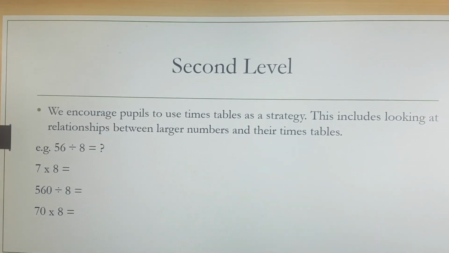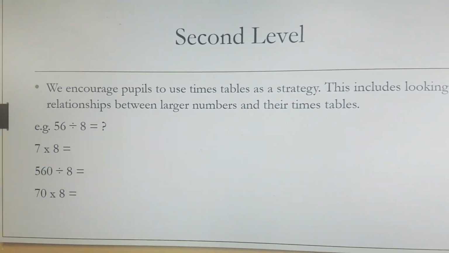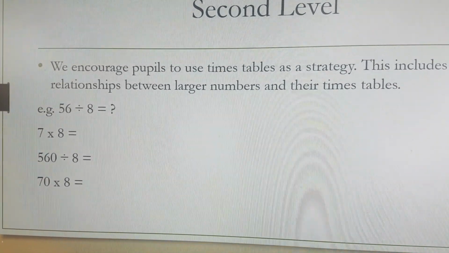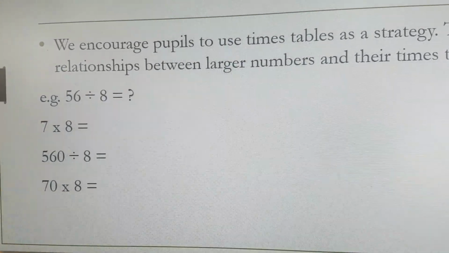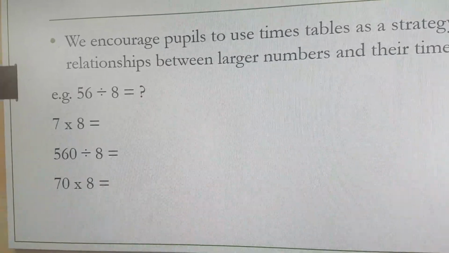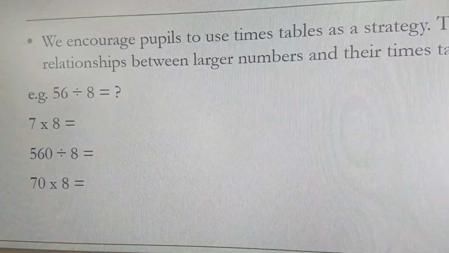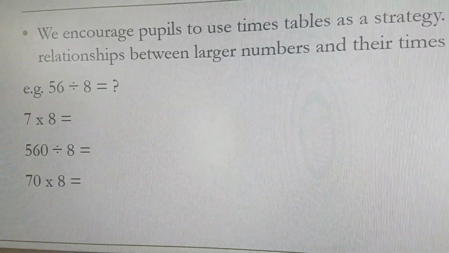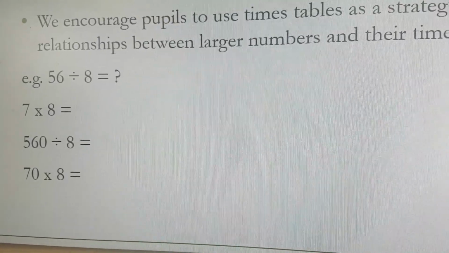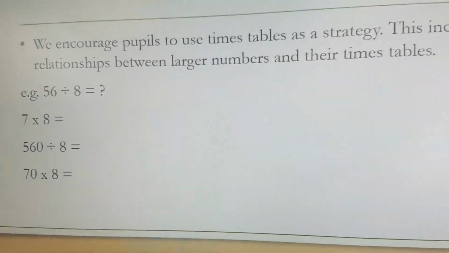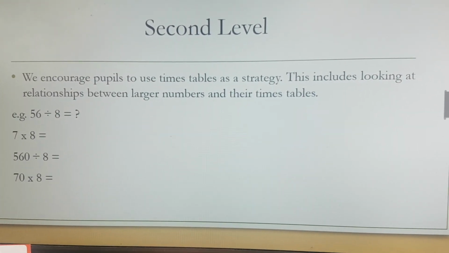We encourage pupils to use times tables as a strategy. We mentioned this earlier. 56 divided by 8. Well, if we know that 7 times 8 is 56, okay, well, if we know that 560 divided by 8 would be the same as 70 times 8, we begin to see these relationships. So 56 divided by 8 would be 7. So 560 divided by 8 would be 70. Beginning to see these relationships are key to solving these types of questions quickly.